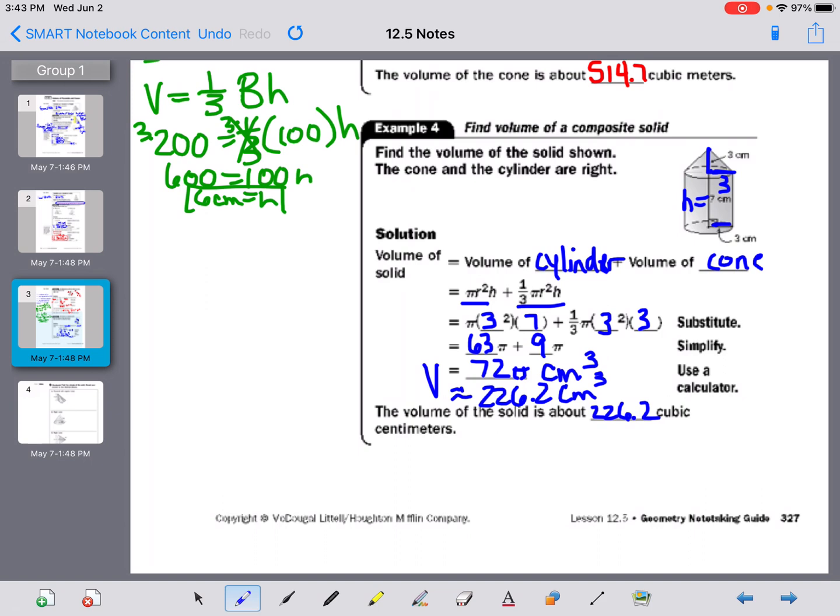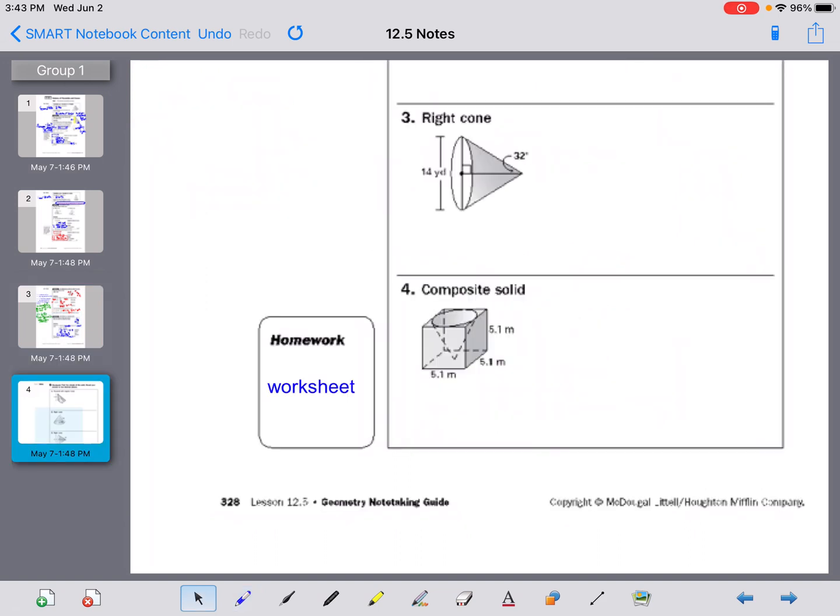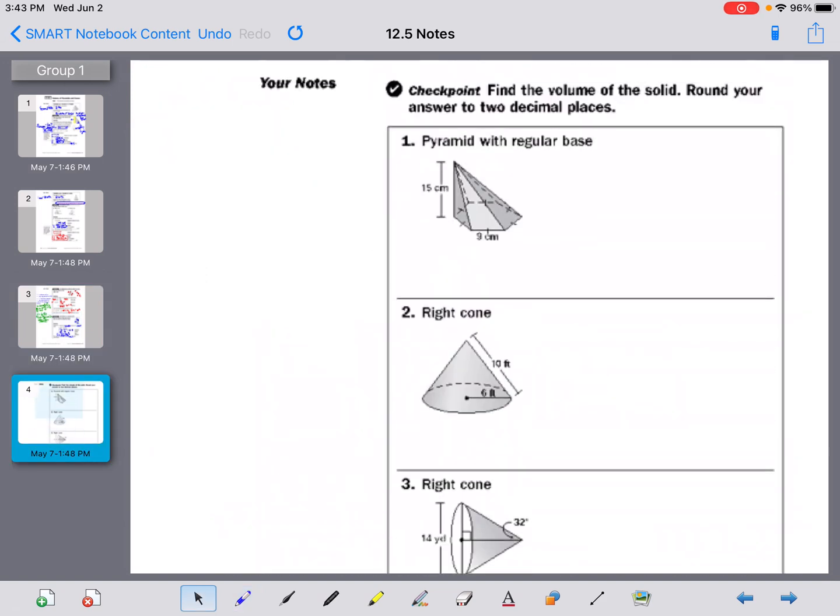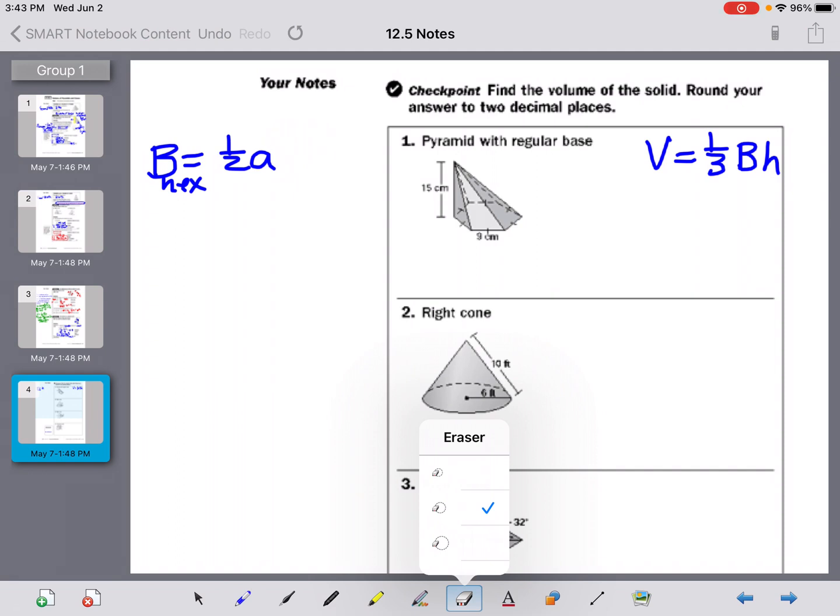All right, last page, some more practice, some more examples so you can see these. Pyramid with a regular base. So it looks like I have a hexagonal pyramid right here. So I know volume equals 1/3 big B times H. I start with that, but I always need to do some side work for my big B. My big B is a hexagon, and all hexagons get the 1/2 apothem times perimeter when they are regular polygons.